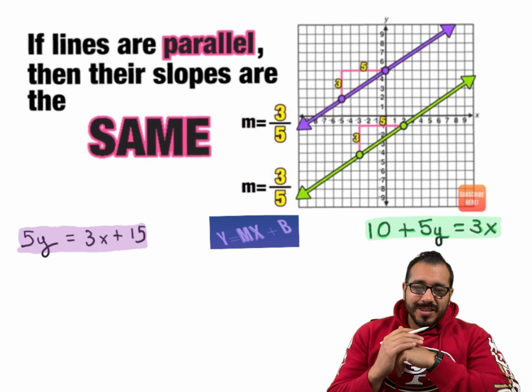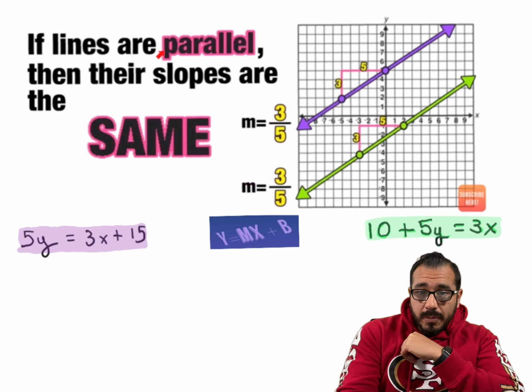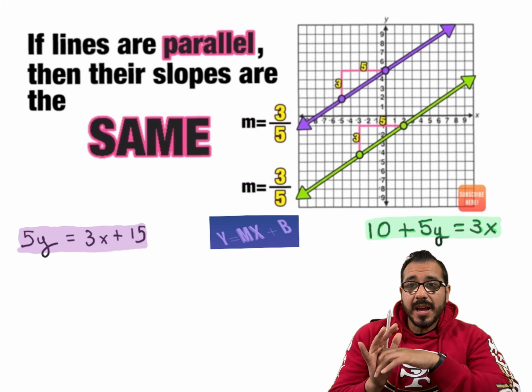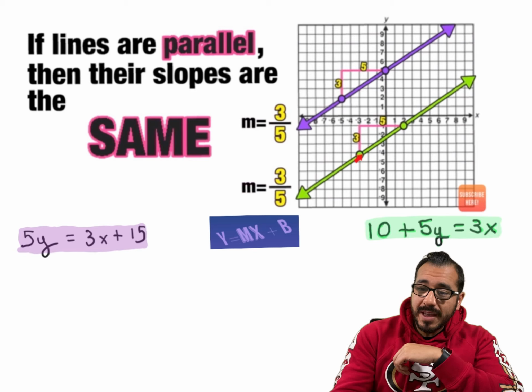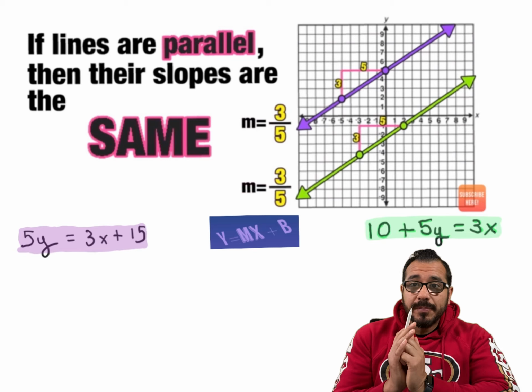All right, mathletes, let's jump in here. If our lines are parallel, then their slopes are the same. That's what we just talked about. Here we can see both of these slopes. I'll go up 3, right 5, so this slope is 3 over 5. And on this line, if I pick 2 points, I would have to go up 3 and run 5 to the right to get to the next point. So these slopes are the same.